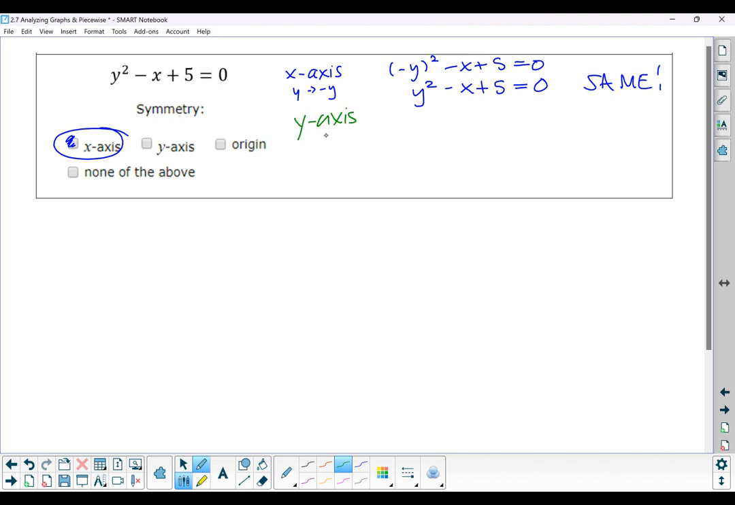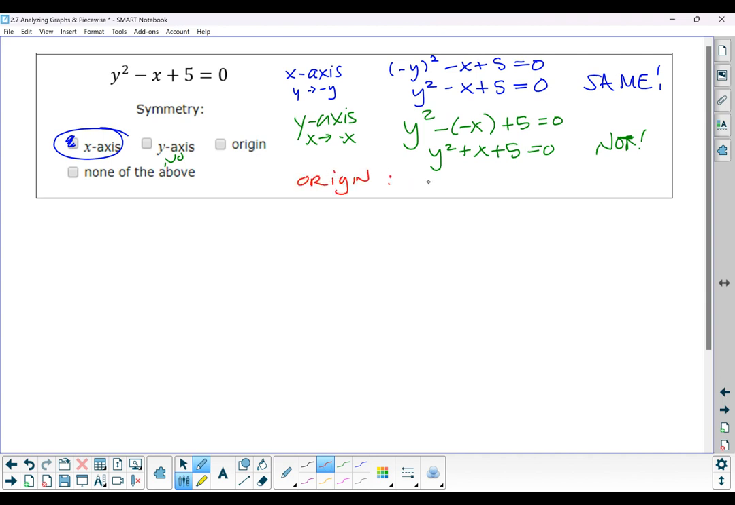Testing the y-axis symmetry by changing the sign of the x, we have y squared minus negative x plus 5 equals 0. This is y squared plus x plus 5 equals 0. That is not the same. So no y-axis symmetry. And then finally for origin, we change both signs. So we get y squared plus x plus 5 equals 0. Again, that is not the same as our original. So this one only has x-axis symmetry.